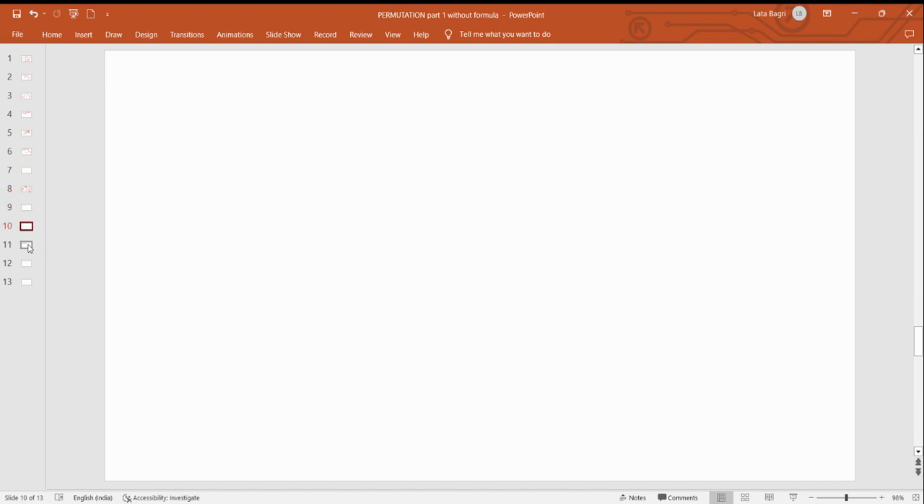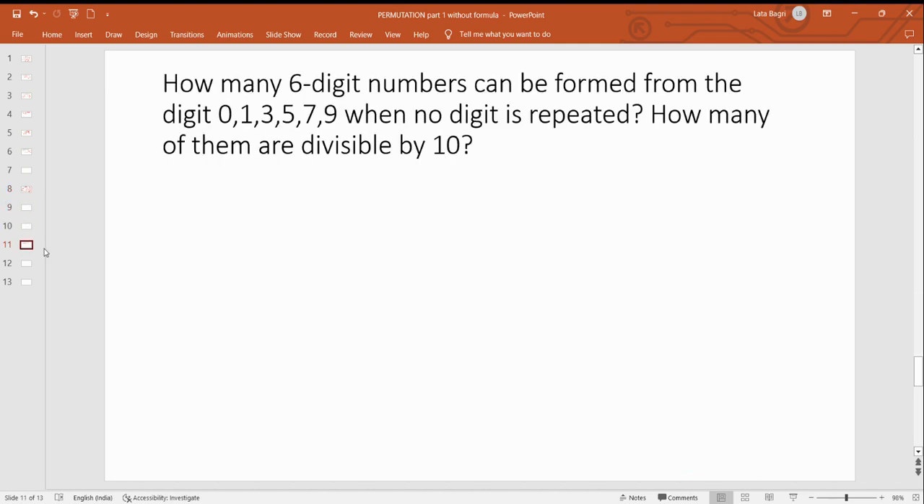Let's look at the next question. How many six digit numbers can be formed by using the digits 0, 1, 3, 5, 7, 9 when no digit is repeated? How many of them are divisible by 10? This is a very interesting question. This is also very important.